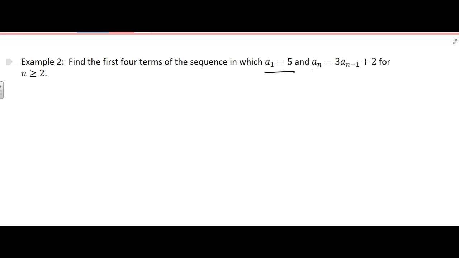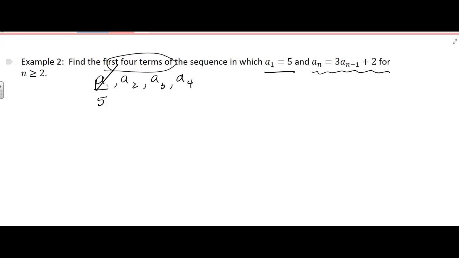Okay, now here's what gets tricky, the writing out. So we know the first term, and we're supposed to find the first 4 terms. So we're trying to find a sub 1, a sub 2, a sub 3, and a sub 4. Okay, we know a sub 1. A sub 1 is 5. So got that one. Check. That one's done.